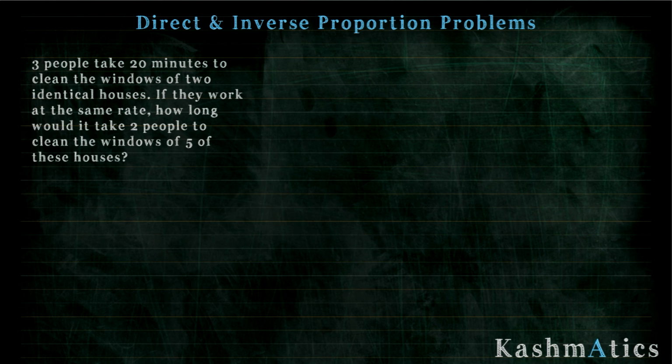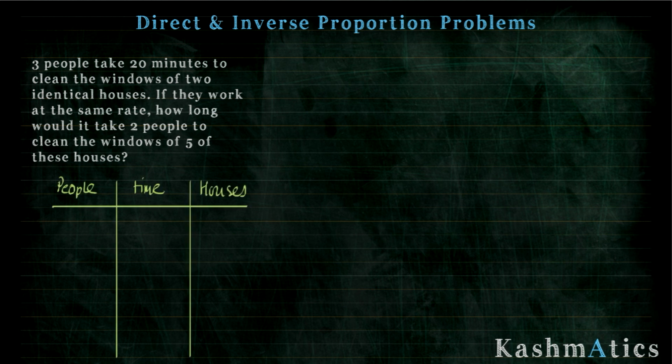Next question. 3 people take 20 minutes to clean the windows of 2 identical houses. If they work at the same rate, how long would it take 2 people to clean the windows of 5 of these houses? Now, just as before, pause the video and give it a go if you want to. Otherwise, carry on watching and I'll show you a solution.